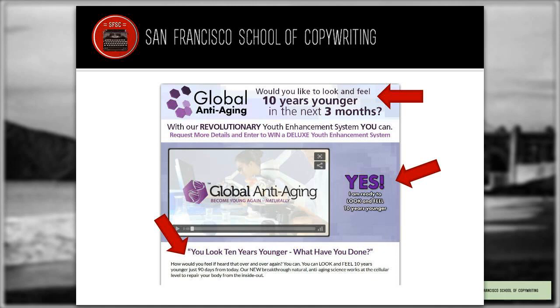Yes. Okay, so now we want them to say yes. So we point to yes. We tell them yes. And then, of course, it says, "Yes, I'm ready to look and feel 10 years younger." And then you look 10 years younger, what have you done? So those are the 3 key points that we made stand out, because that's what I want people to read. And everything else is filler around it. And then we go on to describe why people age and what happens and what the process is and why you can actually reverse that.